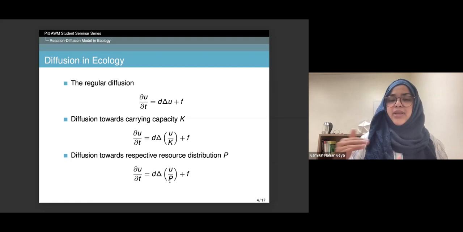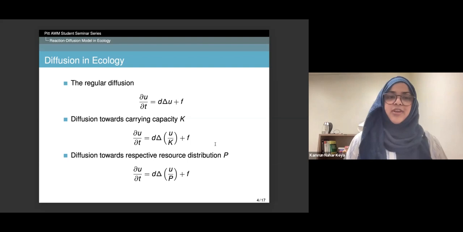So we have three different kinds of diffusion. If we go to the last one and choose P equal to 1, we go back to regular diffusion, and P equal to K, which is our maximum carrying capacity. So this is kind of a general model.